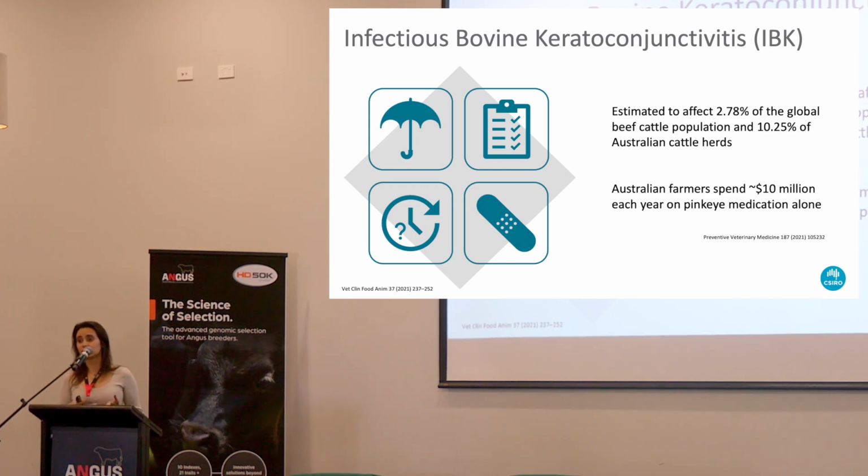It is a painful disease, so it's a serious welfare concern, but it also has financial implications. So it's estimated to affect 2.78% of the global cattle population, but this percentage is much higher here in Australia, just a little bit above 10%, causing Australian farmers to spend around $10 million a year just with the cost of medications for PINKEYE. It is also one of the diseases in the immune index, like we saw yesterday. So I think I don't have to say too much more to convince you that it's an important thing to work on.